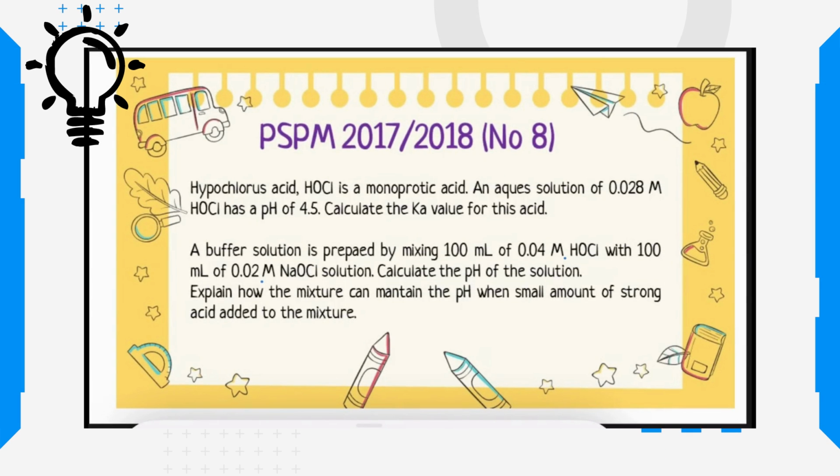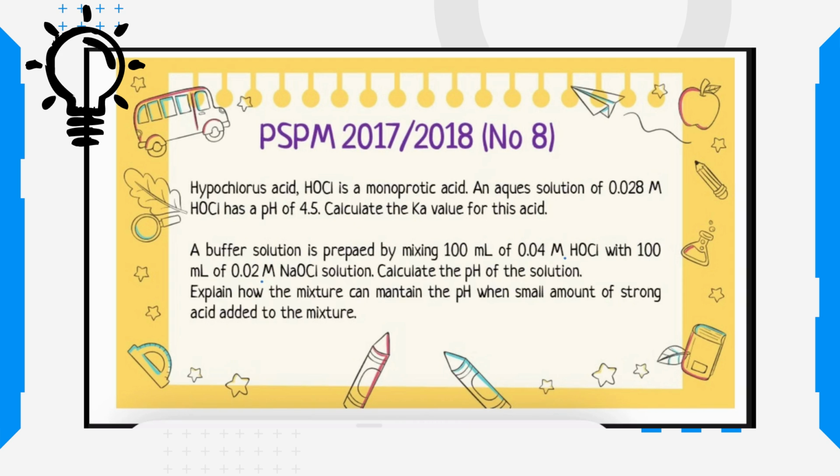So in this video we are going to discuss the past year question, which is PSPM 2017-2018 question number 8, and this question is related to buffer solution and a weak acid. Okay, first of all, let's read the question together. Hypochlorous acid is a monochloric acid and an aqueous solution of 0.028 molar has a pH of 4.5. Calculate the Ka value for the acid.